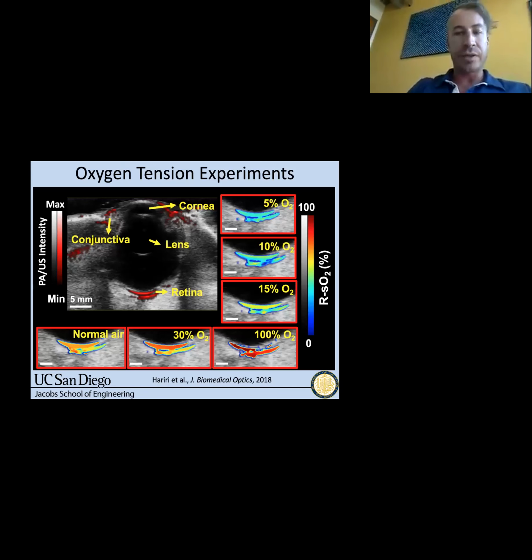And so this was a project we did with Dan Chow at the Shiley Eye Center here, where we were imaging these rabbits. Here, the black and white is just the regular ultrasound, and the red is the photoacoustic data laid on top of it.